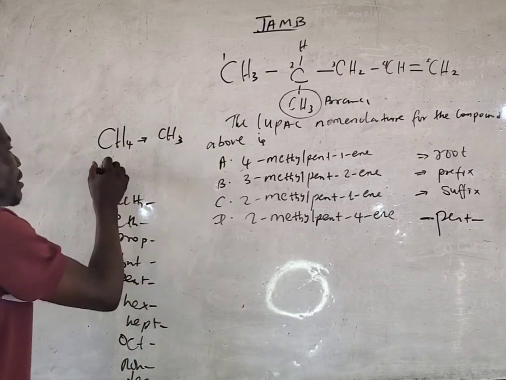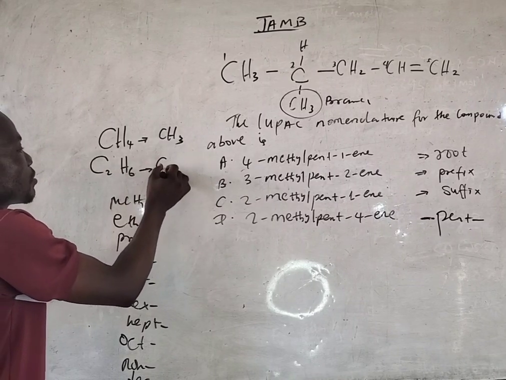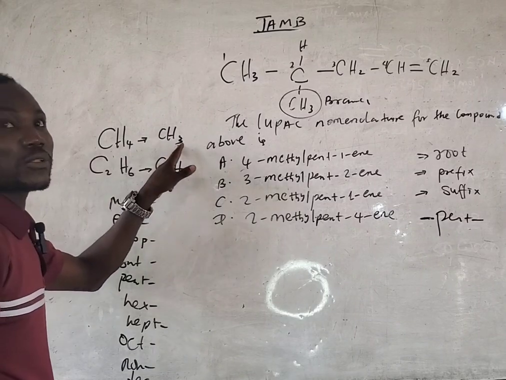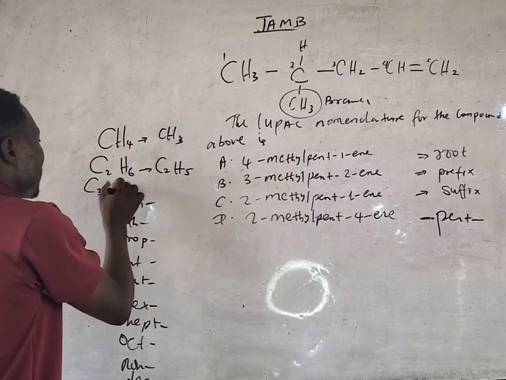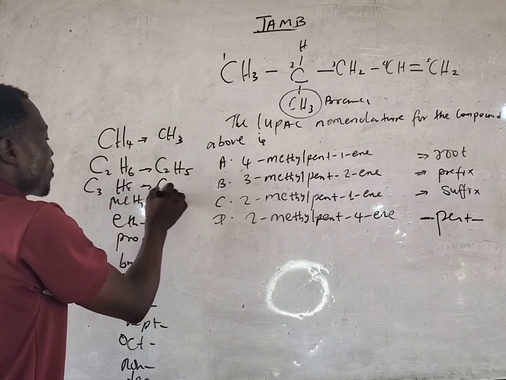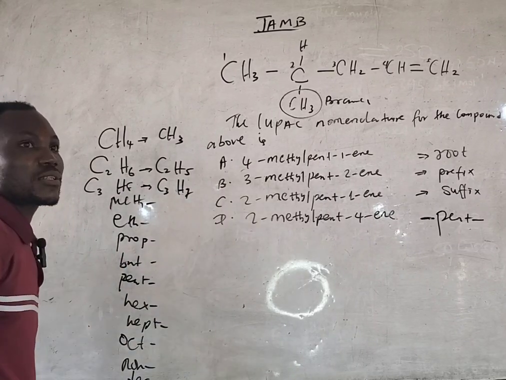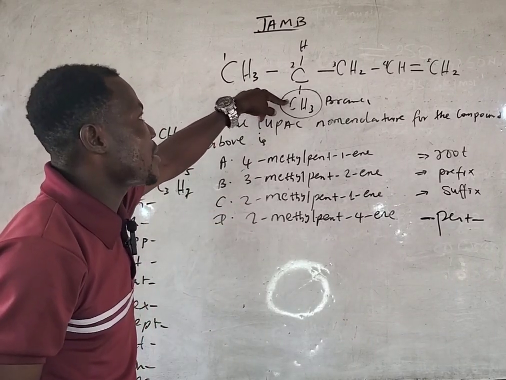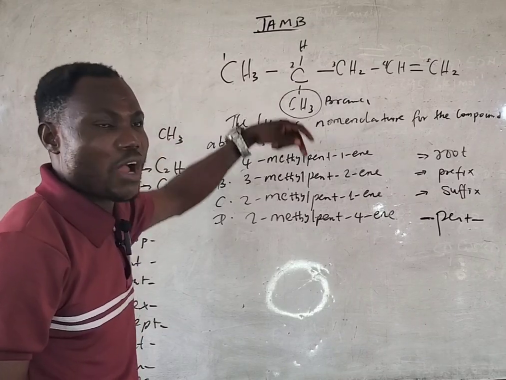CH3. This is ethane. If it loses 1 hydrogen atom, it becomes ethyl. This is methane, methyl, ethane, ethyl. This is propane. If it loses 1 hydrogen atom, it becomes propyl. Something like this. So this is methyl. And where is it located? At carbon number what? Is it carbon number 2 or carbon number 4?